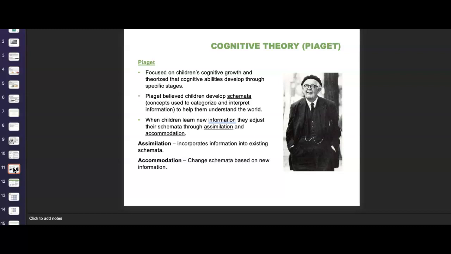He believed that when children learn new information, they adjust their schemata through assimilation and accommodation. Assimilation means incorporating information into already existing schemata, so you're assimilating new information into what's already there. And accommodation means to change the schemata based on new information, to take what's already existing instead of just plopping new information into that schemata, saying, let's actually change the original thought we had.